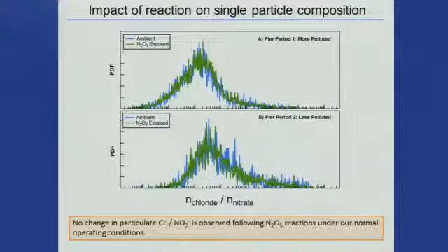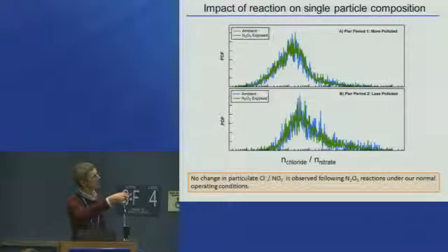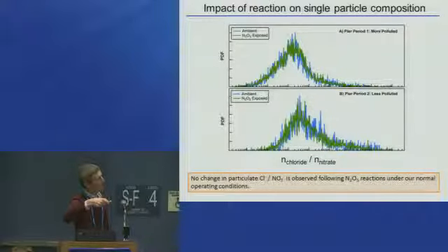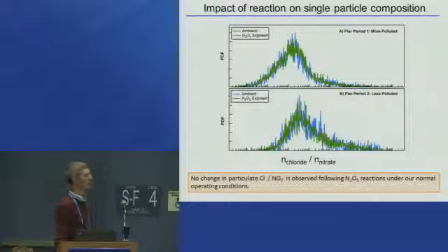As you can see through these two images, this is just the PDF, or think of it as the frequency distribution of the chloride to nitrate ratio for period 1 and period 2. In blue is the ambient particles, and in green are the particles that have been exposed to N2O5. You can see in both of these cases we really didn't change the particle composition at all in the reactor. That was actually by design. We did not want to invoke a dramatic change in the particle chemical composition because that in turn is going to impact its reactivity. So we try to do this really lightly so that we don't change the composition of the particles in the reactor. We're only adding a small amount of nitrogen to each one of those systems.